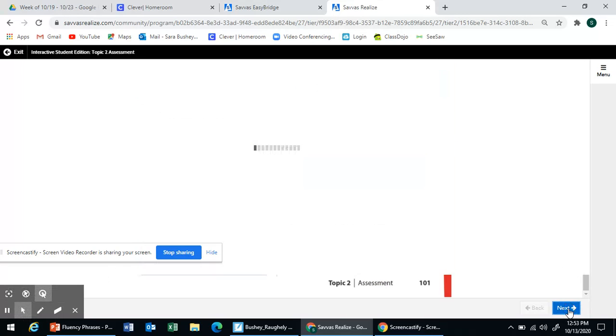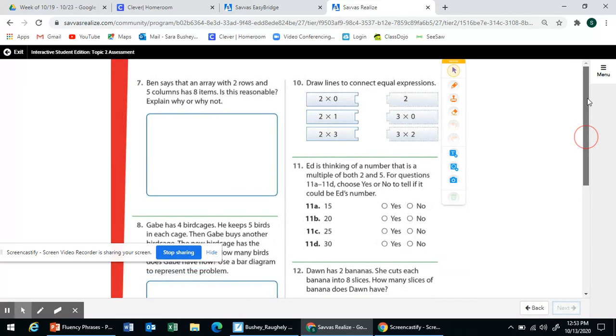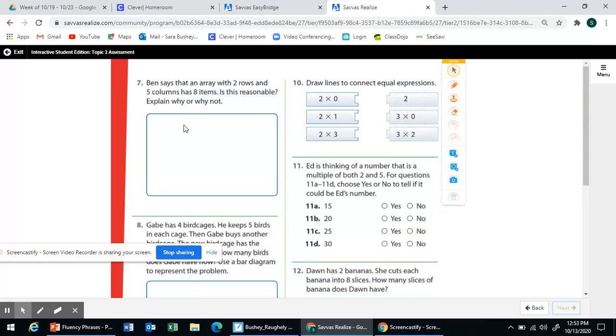So if I go here to the next page, all you're going to do on Seesaw is answer these questions, because I'm reading them to you and walking you through them. And that's really going to help you prepare for the assessment next week.